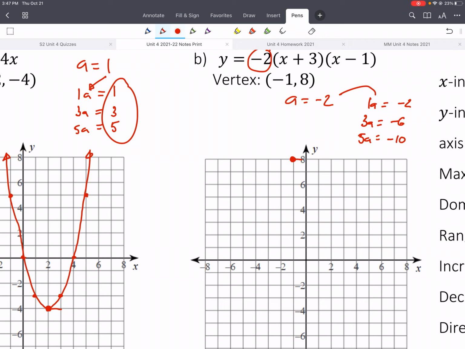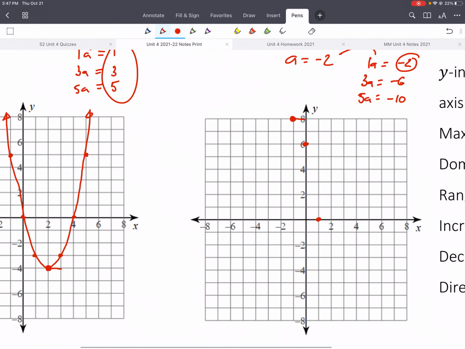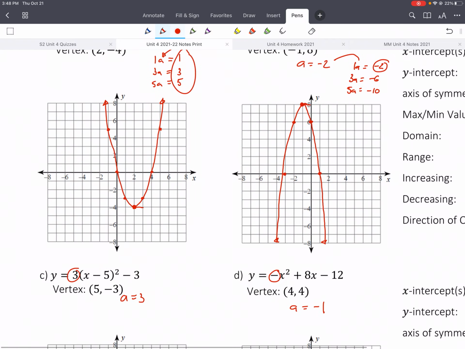So we go over 1, and now we're going to go down 2, because it's -2. Over 1, down 6, and then over 1, down 10, which is outside of our graph, so we don't need to plot it. And then we do it on the opposite side because we know that parabolas are symmetric. We connect the dots the best that we can, and we're done.